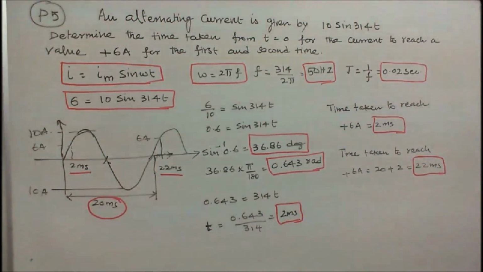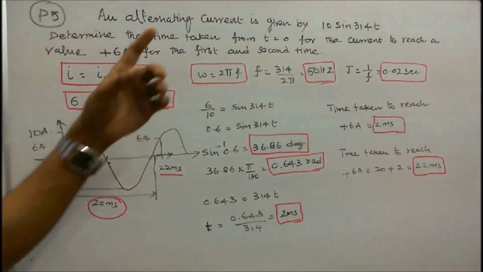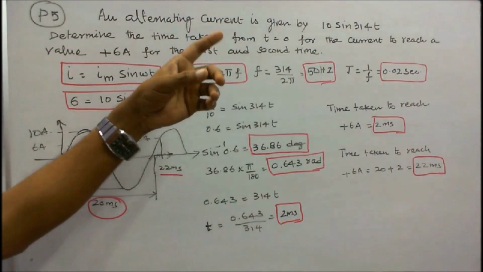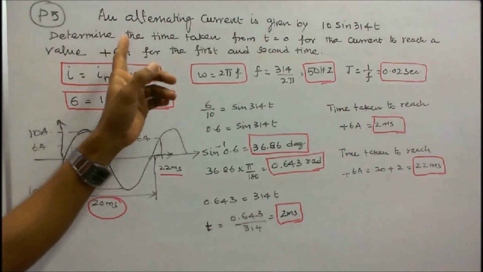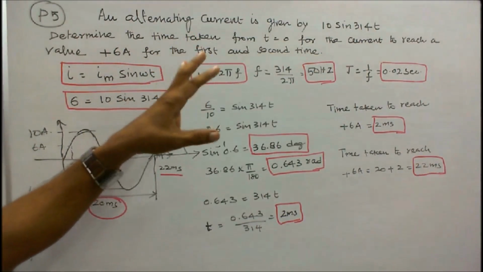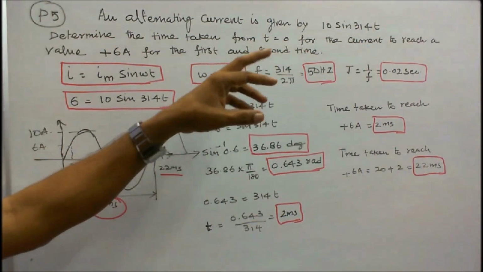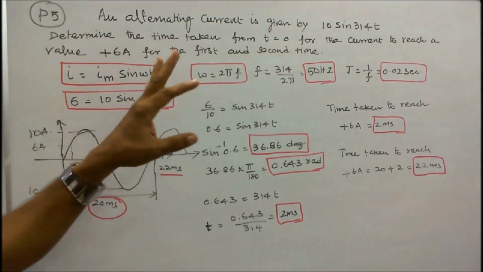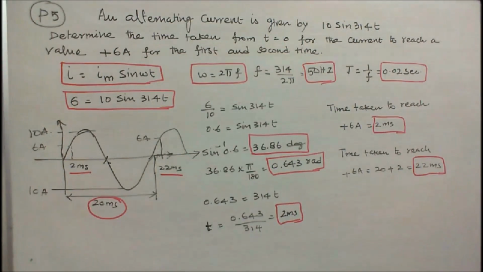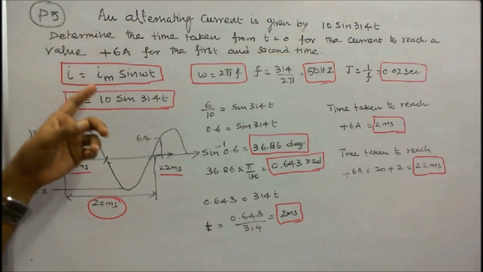Problem number 5. An alternating current is given by 10 into sine 314 t. Determine the time taken from t is equal to 0 for the current to reach a value of plus 6 amps for the first and second time. That's the question. We know that the instantaneous current I is equal to Im into sine omega t.